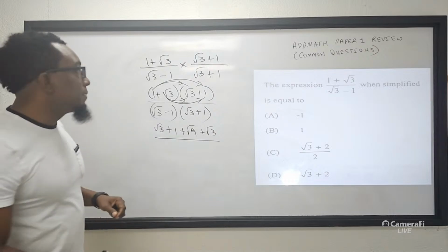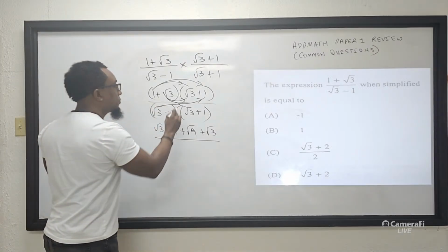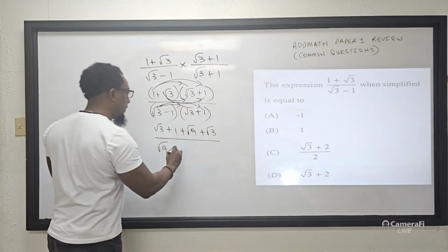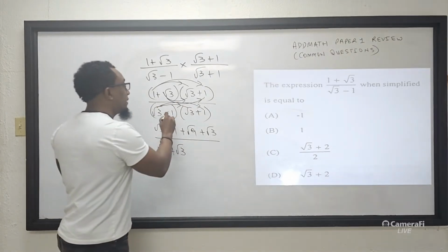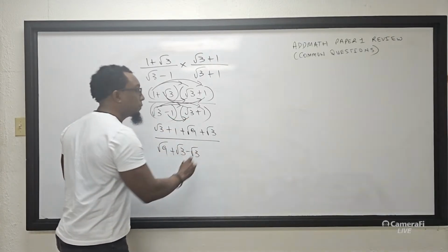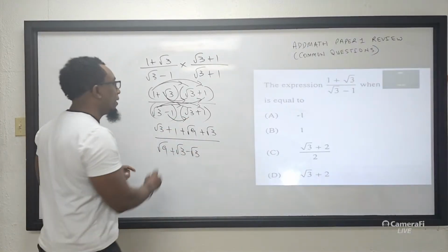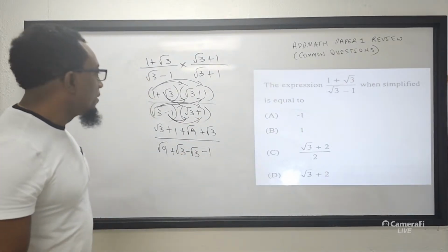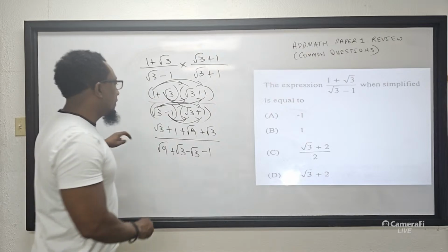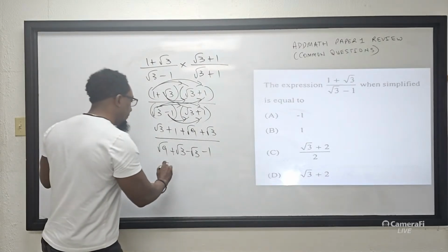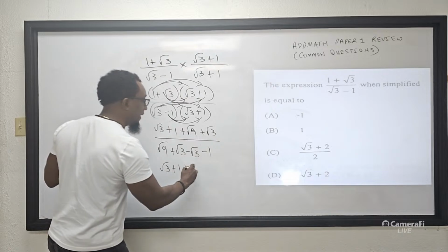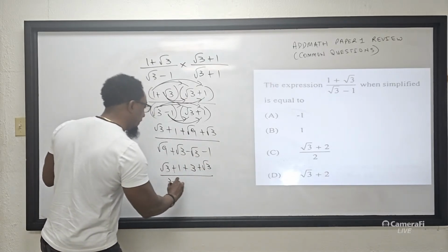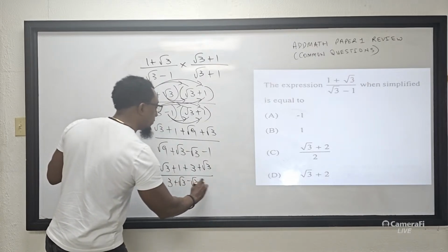let me expand my denominator. The square root of 3 by the square root of 3 is the square root of 9. The square root of 3 by plus 1 is plus the square root of 3. Negative 1 by the square root of 3 is negative the square root of 3. And negative 1 by positive 1 is negative 1. So what we're going to get here: the square root of 3 plus 1 plus the square root of 9, which is 3, plus the square root of 3, over the square root of 9, which is 3, plus the square root of 3 minus the square root of 3 subtract 1.